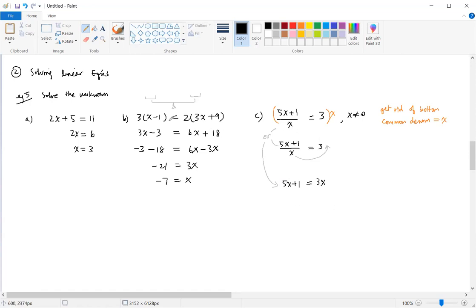Open, kill the bottom, we go back to this type. Collect like terms, simplify, then we go back to the simplest type. Okay, so just add one step on each time. Make sense? Okay, so here I will collect 5x minus 3x, the plus 1 move over is minus 1. Negative 1, I mean, divide by 2, so that's negative half. Okay, that's it.